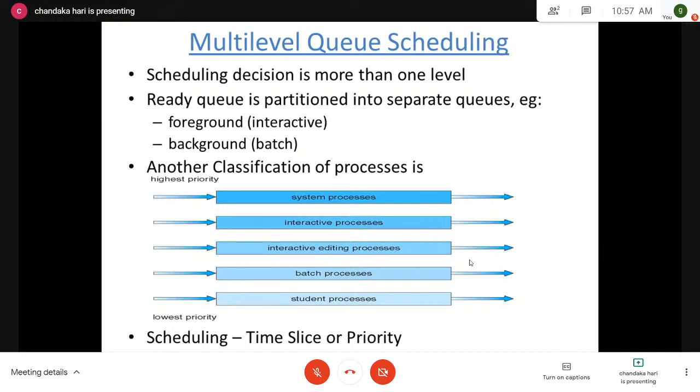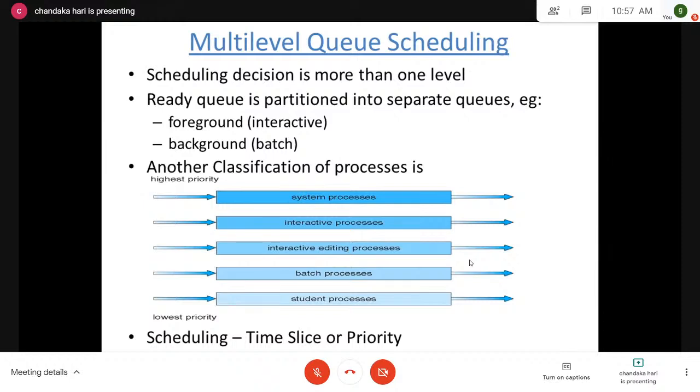Then what happens to student processes? They are completely waiting. In case you want to execute a student process, all the above four queues must be empty. Otherwise, the student processes are not allowed to continue. That implies there are long time delays in executing student processes. So that's why it has been defined that priority scheduling is not suitable.